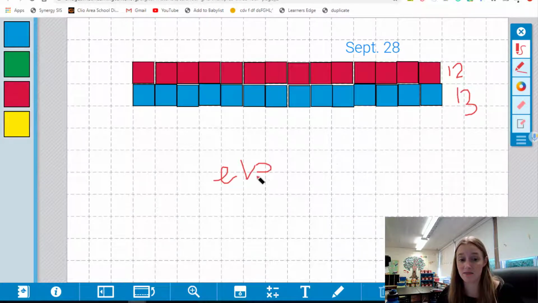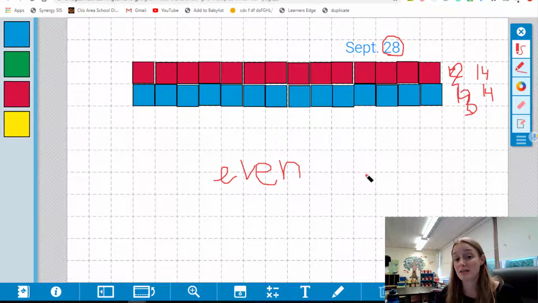It is even. All right, let's count how many we have, because we don't have 12 and 13 anymore. Let's count one of them, because it doesn't matter. They're the same on the bottom as on the top. Let's start with the bottom. 1, 2, 3, 4, 5, 6, 7, 8, 9, 10, 11, 12, 13, 14. So we have 14 on the bottom and we have 14 on the top. So our addition equation for today would be 14 plus 14 equals our date, which is the 28th.